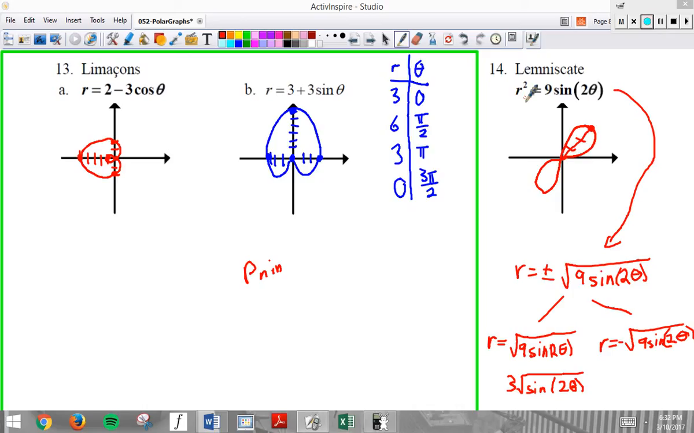So, what was this angle? If you're thinking pi over 6, you may or may not be right. What would make this value 1? It would be pi over 2. When this value is pi over 2, I'm sorry, pi over 4. I can't do math. 2 times pi over 4 would be pi over 2. Sine of pi over 2 is 1. We got radius of 3. So that's an angle of pi over 4.